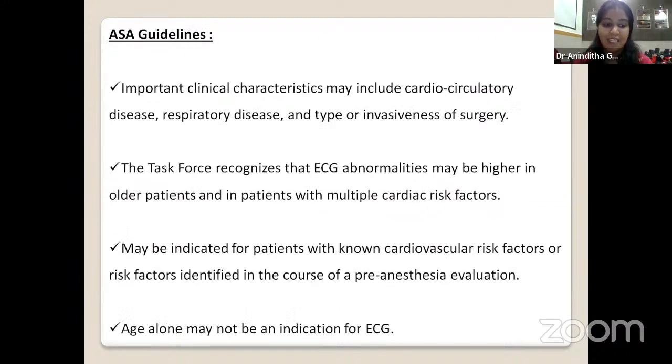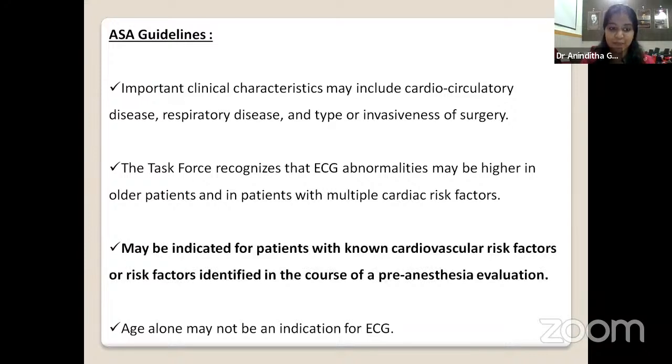So what are the ASA guidelines? Important clinical characteristics may include cardiocirculatory disease, respiratory disease, and type or invasiveness of surgery. The task force recognizes that ECG abnormalities may be higher in older patients and patients with multiple cardiac risk factors. So an ECG may be indicated for patients with known cardiovascular risk factors or risk factors identified in the course of pre-anesthesia evaluation, and age alone may not be an indicator for ECG.